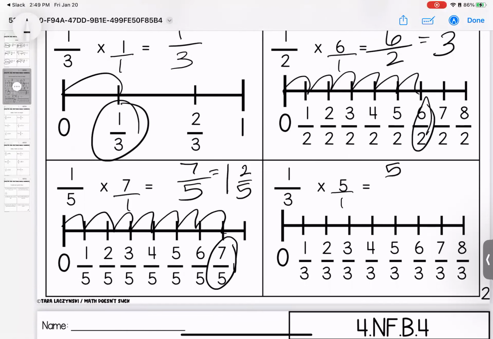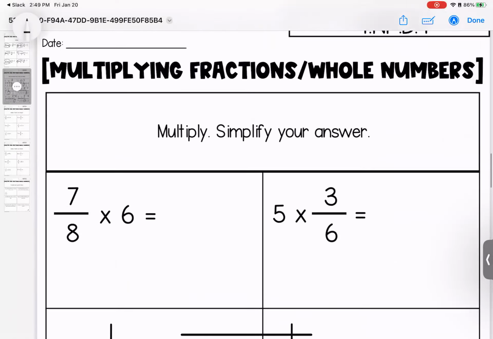5 times 1 is 5. 3 times 1 is 3. If I jump 1/3 5 times, 1, 2, 3, 4, 5. They match. If I simplify this, 3 makes a whole. I have 5 pieces. I take out 1 whole. 5 minus 3 is 2. This is the same as saying I have 1 and 2/3. Any questions on this? Bring them with you to class.